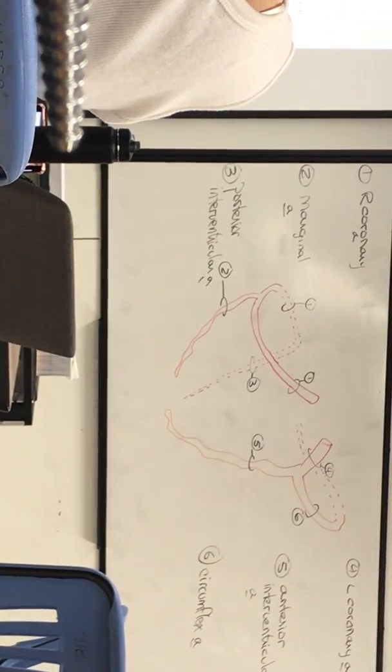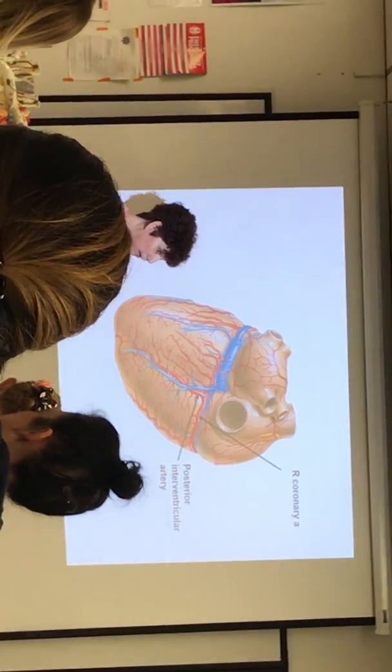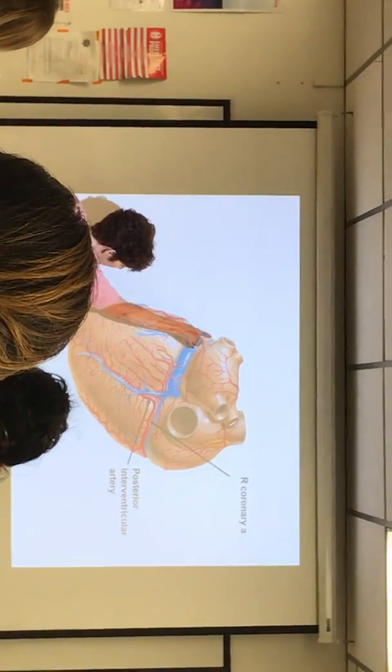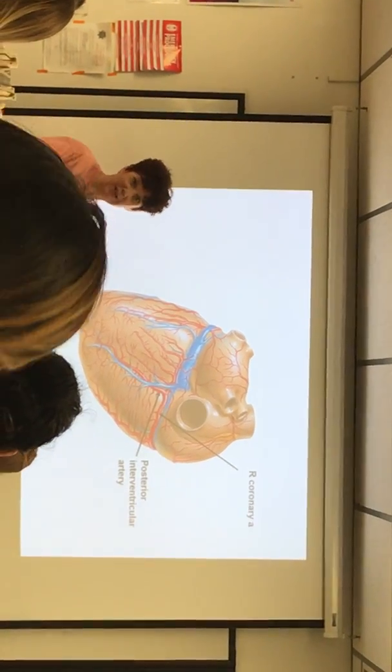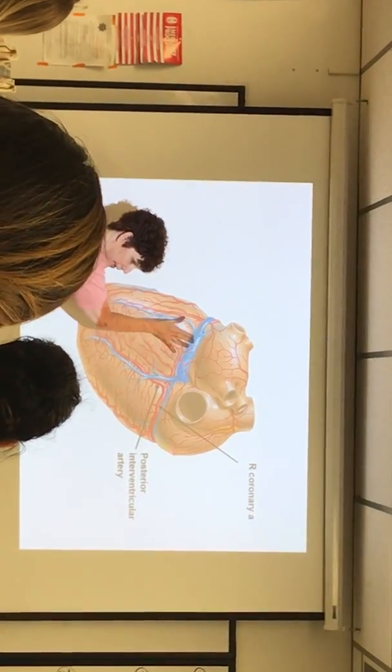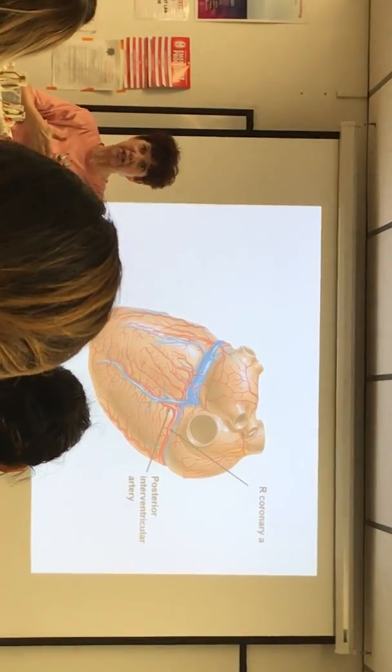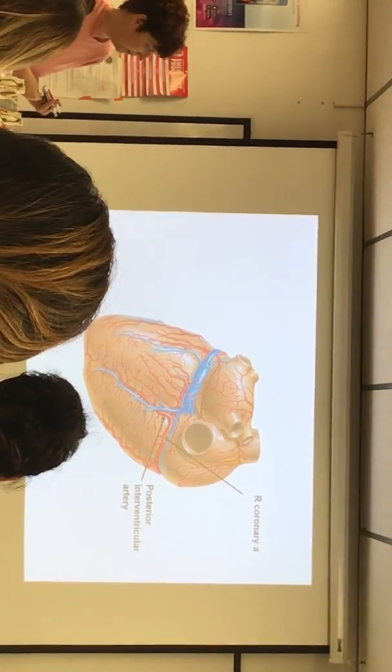So if we turn this around, look at the back, here comes the circumflex. Now on some of the models, there's a painted area. It shows the circumflex joining the right coronary artery, and they don't, okay? There's a definite gap in the provision of blood on that side of the heart.